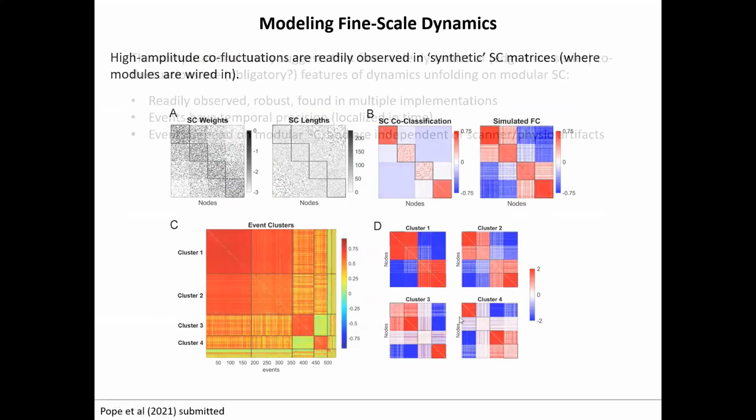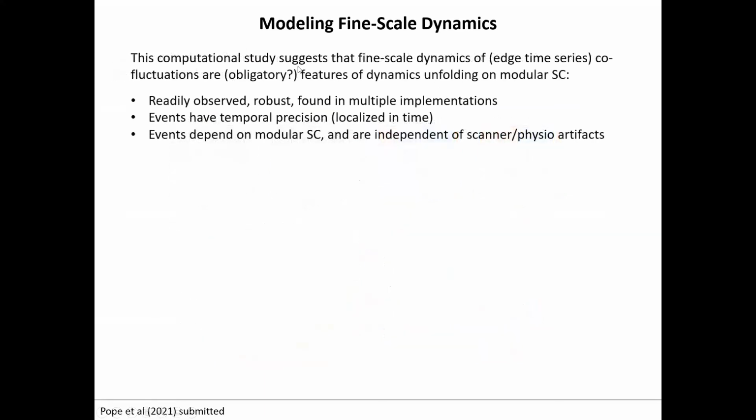So converging evidence here that the events that we've seen in fine scale dynamics of functional connectivity at the time scale of seconds are indeed driven by modules in the structural connectivity matrix. So it's the modular architecture of the structural connectivity that's driving the shape of these event patterns. And at least in our model, they are independent of any physiological or scanner artifacts.